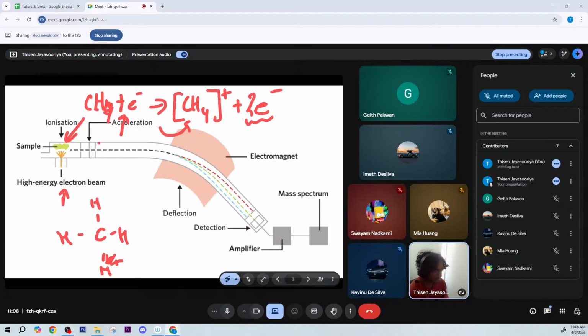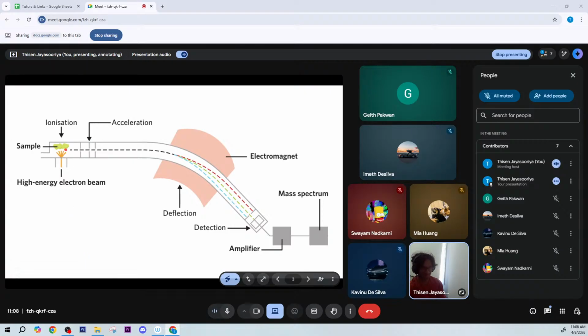Now, afterwards, it's going to interact with a magnetic field. You don't need to know this part, but essentially the magnetic field affects the charged particles, but not the non-charged ones. Non-charged ones aren't affected by the magnetic field. Charged particles are affected by the magnetic field. So here, this charged CH4 plus, remember I'm using the brackets around the plus, I want you to do that. They're going to go all the way around.